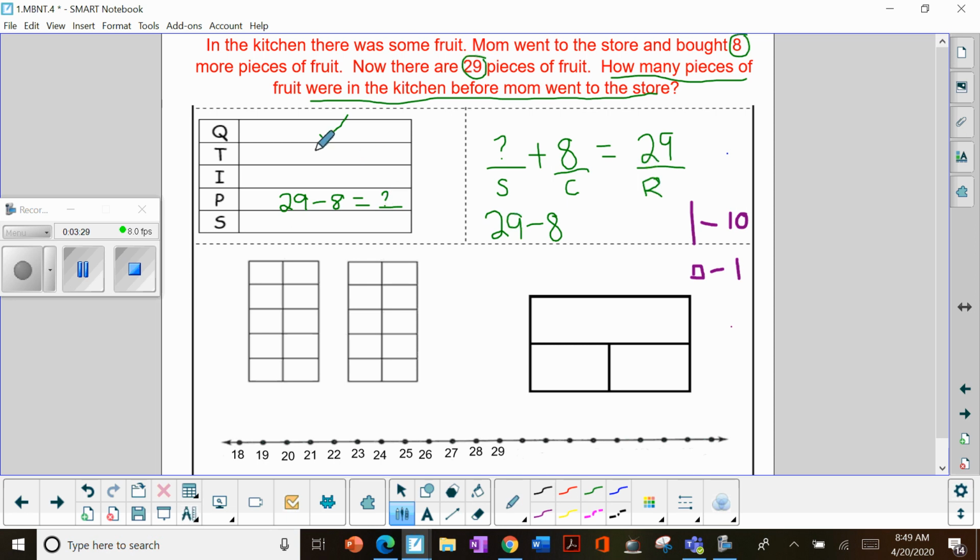We're subtracting. The numbers that I do know are 8 and 29. 29 minus 8 equals, and we'll find that out soon. All right, so I've already written over here for our drawing, these rods are going to represent 10 and the little squares are going to represent 1. So we're going to start off with 8.